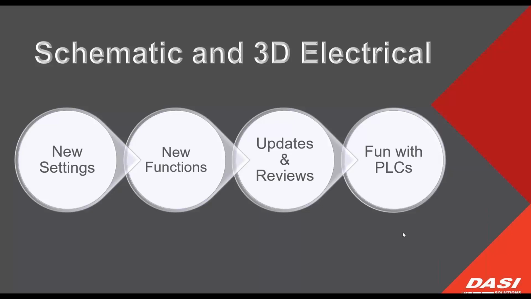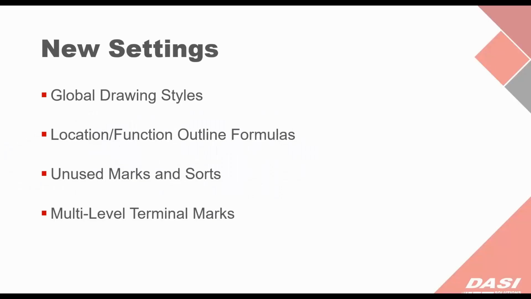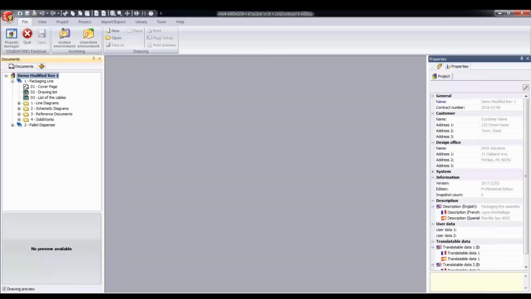When we are talking about the new settings, what I am looking at is that we're going to look at some global drawing styles. We're going to look at some location and function outline formulas, being able to have the software know whether you want to use the missing marks and doing the sorts, or if you're looking for not doing those. I'll explain that a little bit further when we get into it. And then, of course, just a little bit with the multi-level marks for the terminals here. So let's just jump right into it.